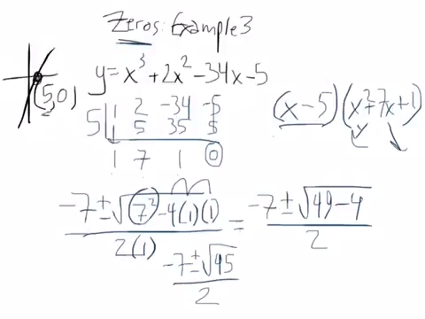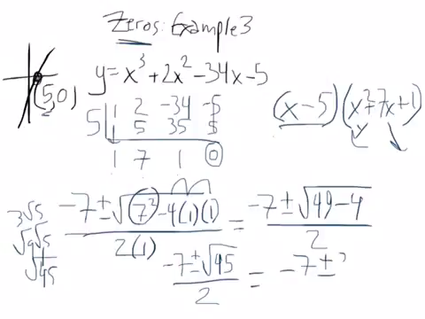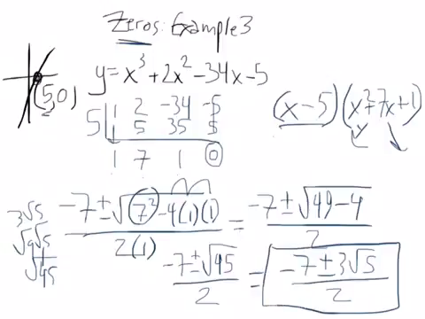So that's good. I could break up that square root of 45 a little bit, though. If I think about the square root of 45, that's 9 times 5. The square root of 9 is 3, and the square root of 5 stays as root 5. So this is equal to negative 7 plus or minus 3 root 5, and the whole thing is divided by 2. There are my other two zeros.